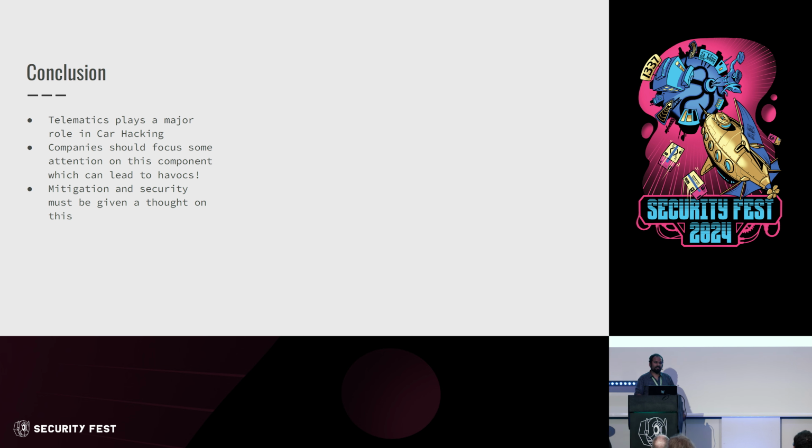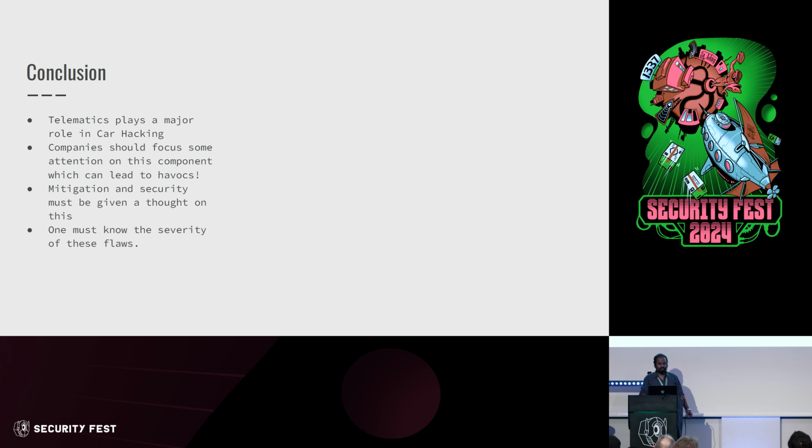The mitigations and security. Since a vehicle has different types of components in it, you need to make sure that you go in depth with all of those components. Maybe this was being ignored, and that is the reason why we were able to find so many vulnerabilities, because we just decided to go all in.